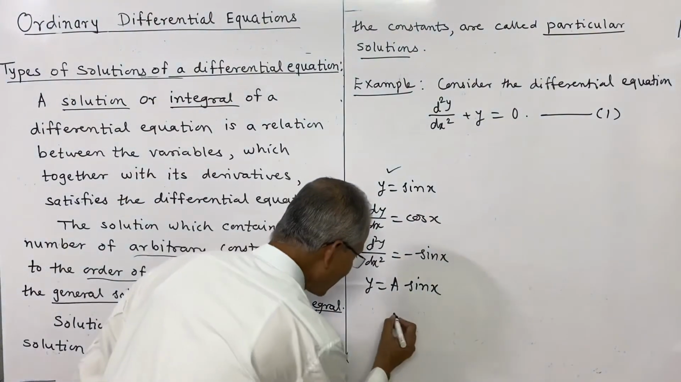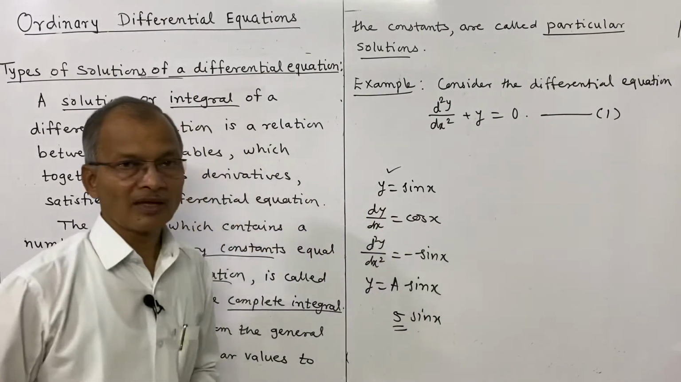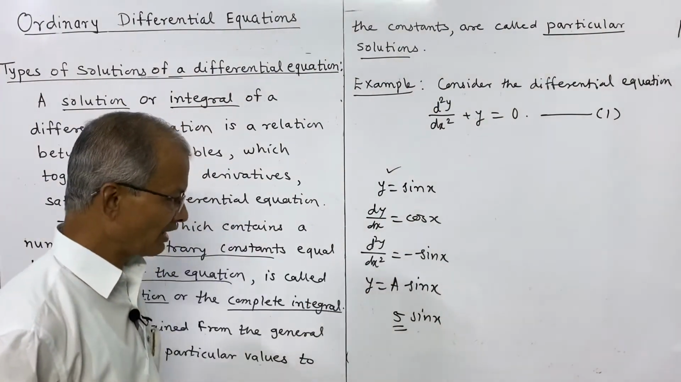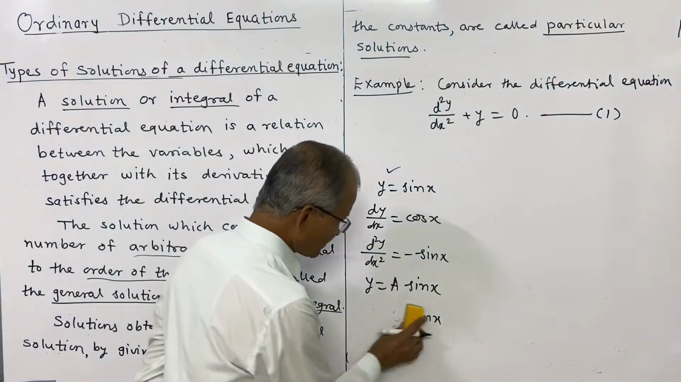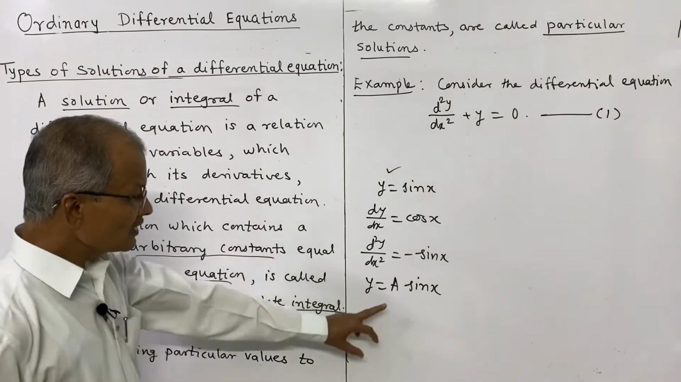But if I consider a as 5 sine x, then 5 is a fixed constant, and a is an arbitrary constant. A can be assigned any value. Infinitely many values can be given for a. So that is the difference between an arbitrary constant and a constant. So this is also a solution.